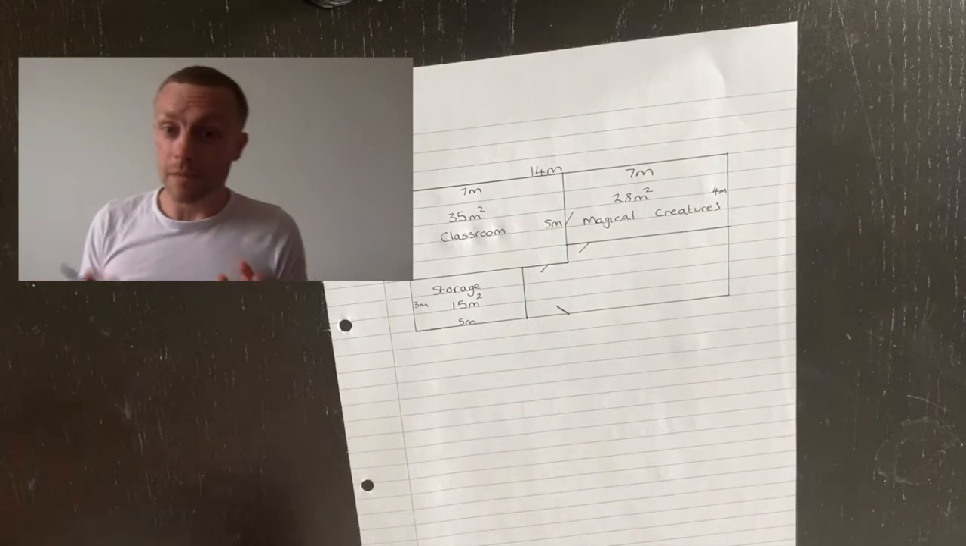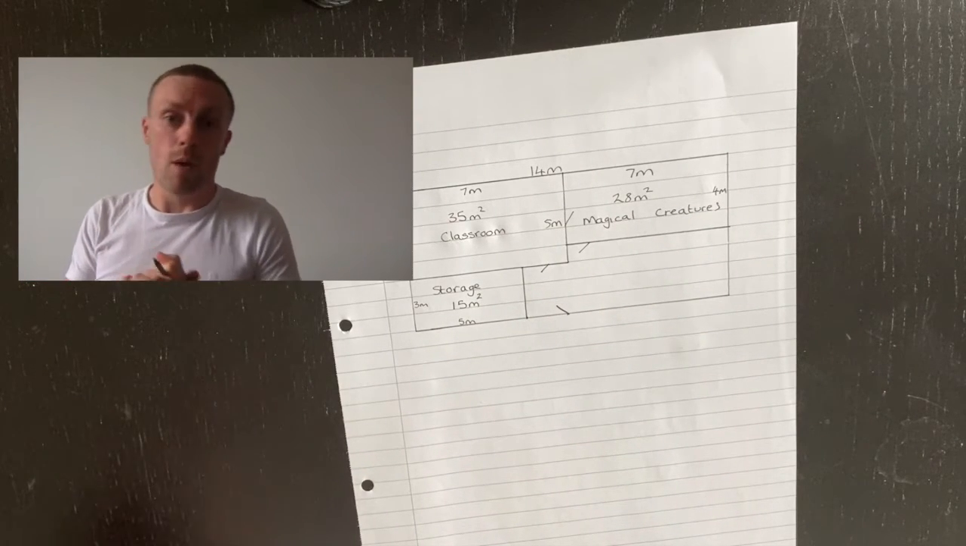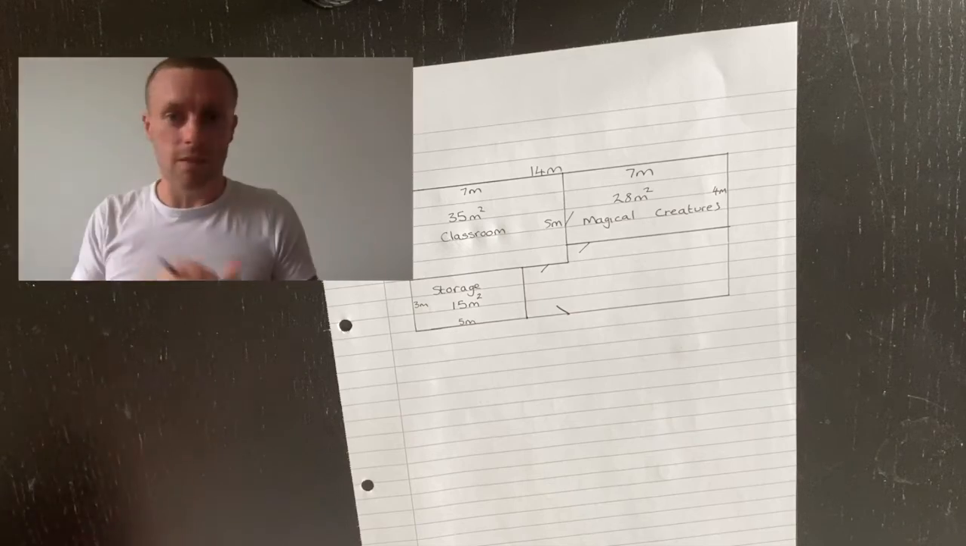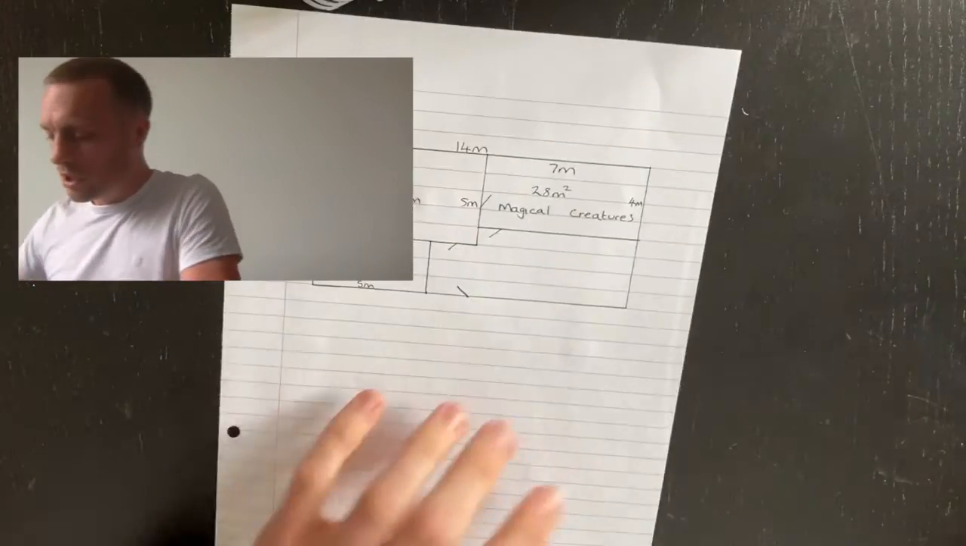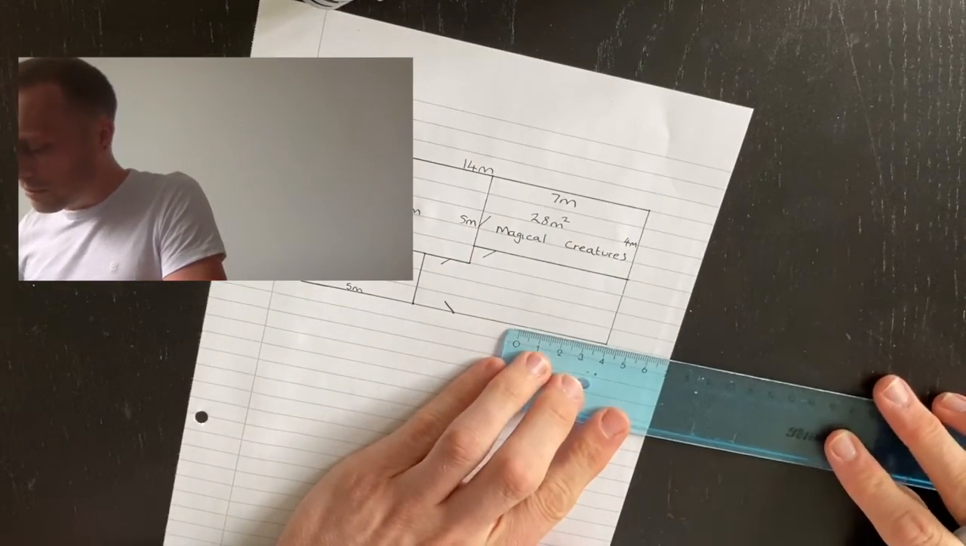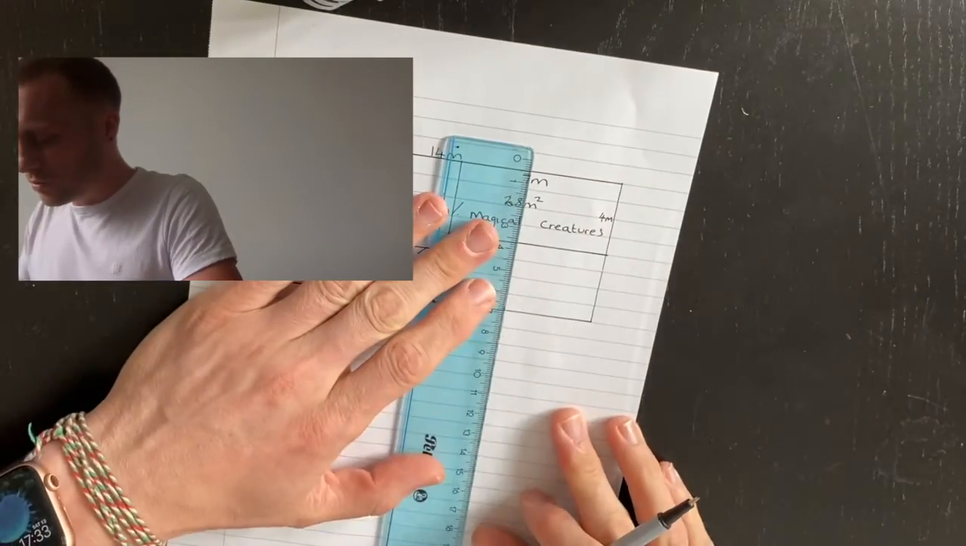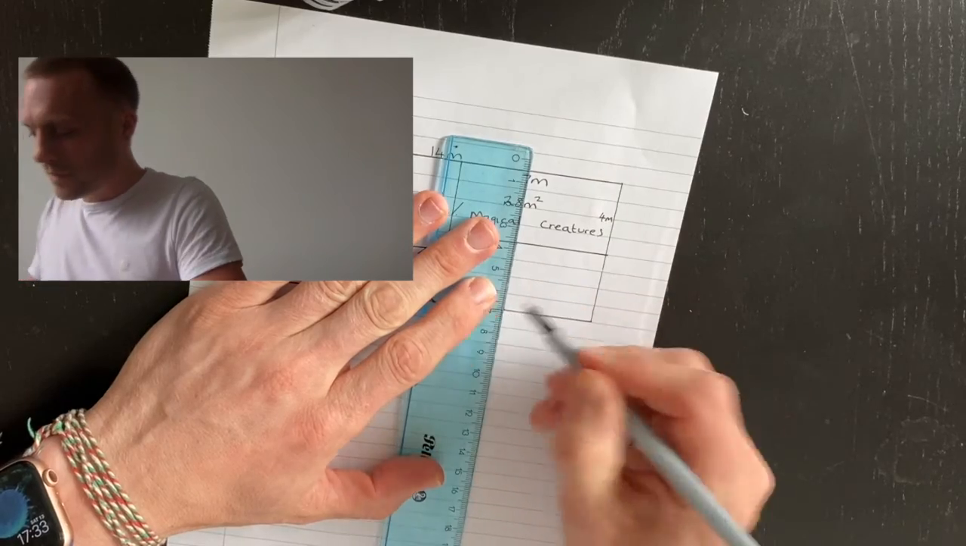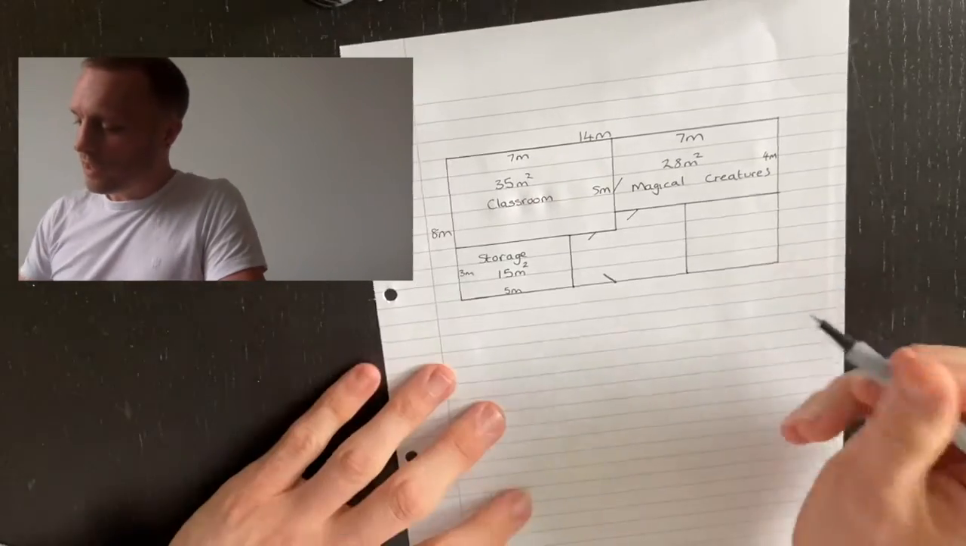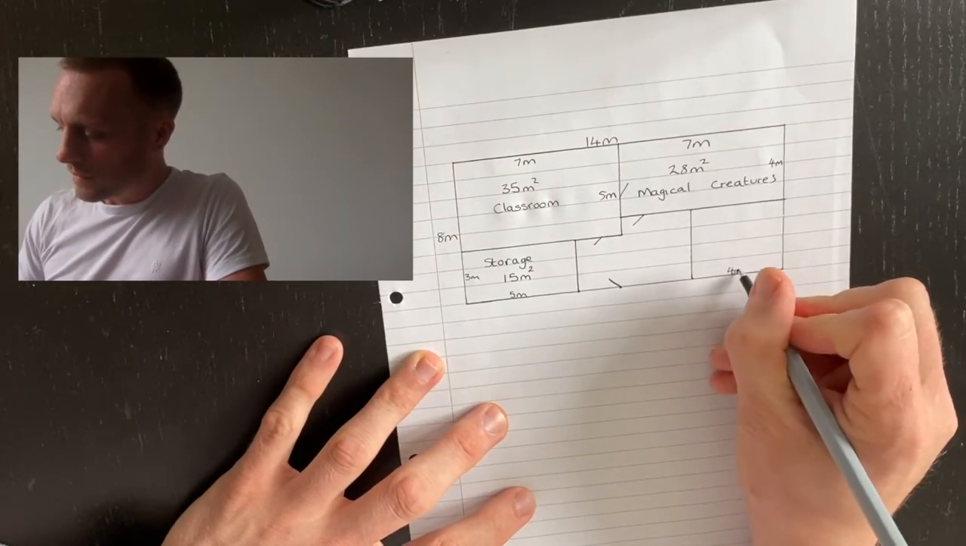Now, sometimes accidents happen, and Madame Pomfrey in Hogwarts needs somewhere to work. So why don't we make a nurse's room here? So I'm going to make this 4 metres wide. And I'm going to draw up here to make this room. And it's actually 4 metres by 4 metres.